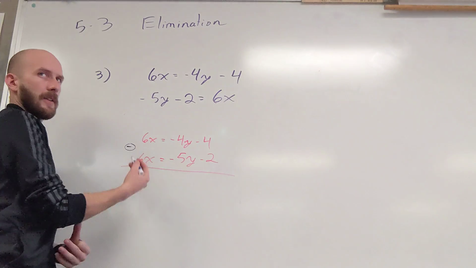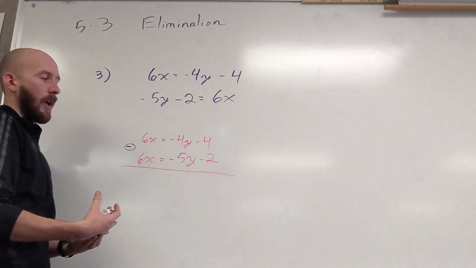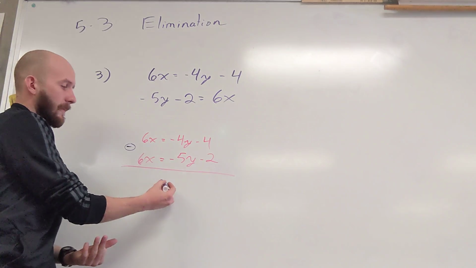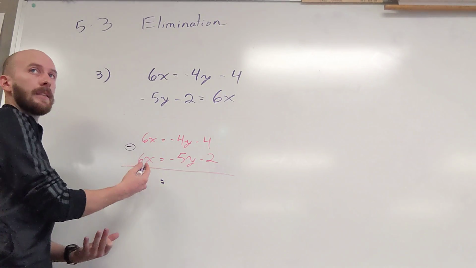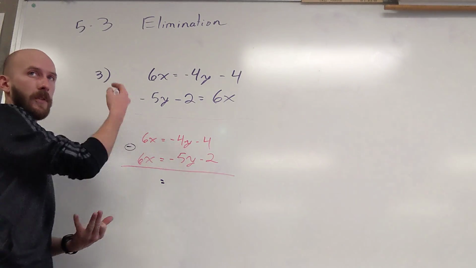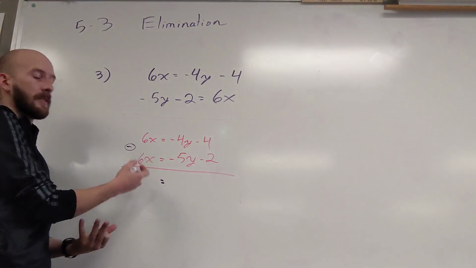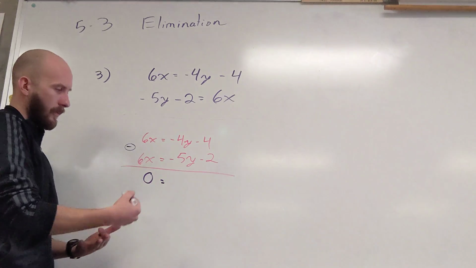So 6 minus 6. Cancels out. Okay. Now, be careful here. You have to have a 0. Yeah, I need something on this side of the equal sign. So if they cancel out, what is that? 6 minus 6 is 0.